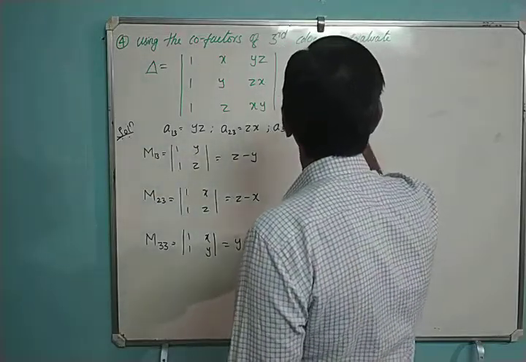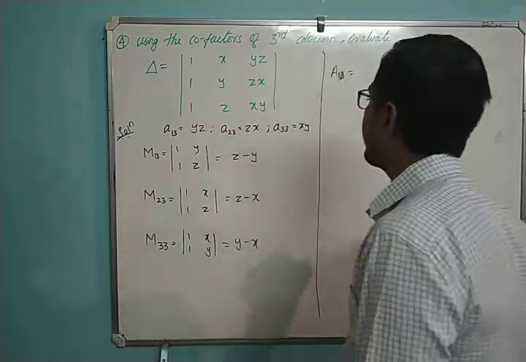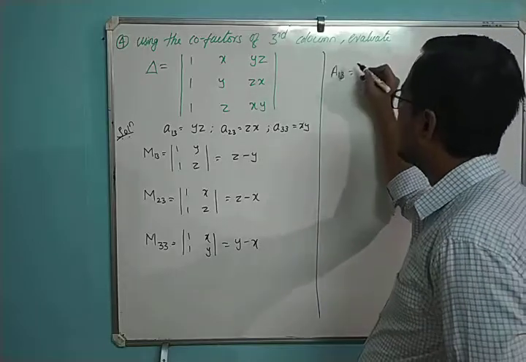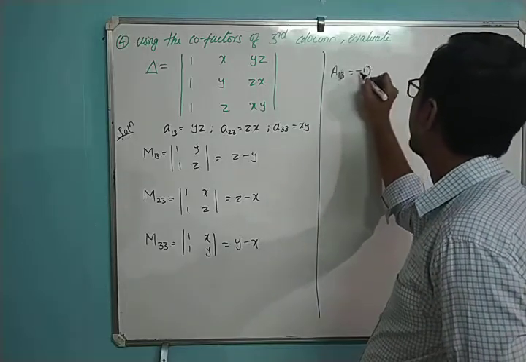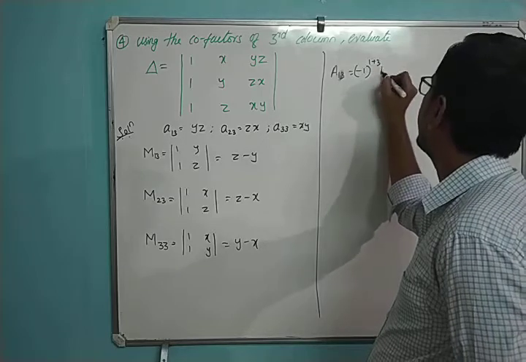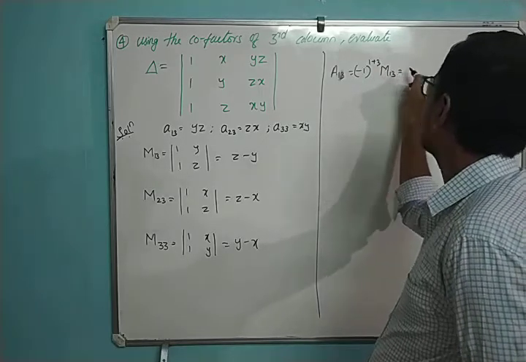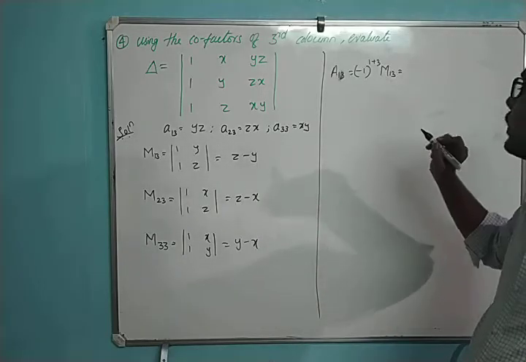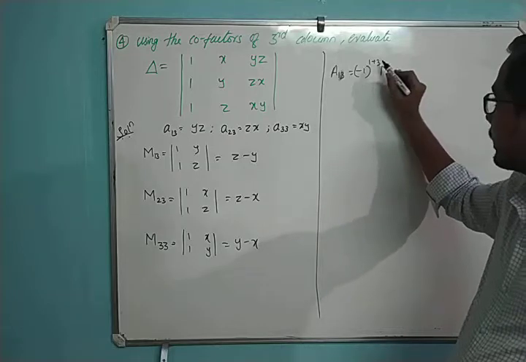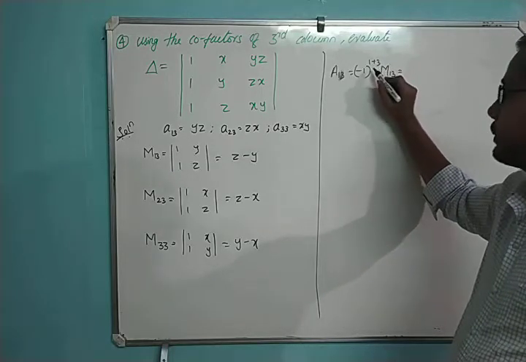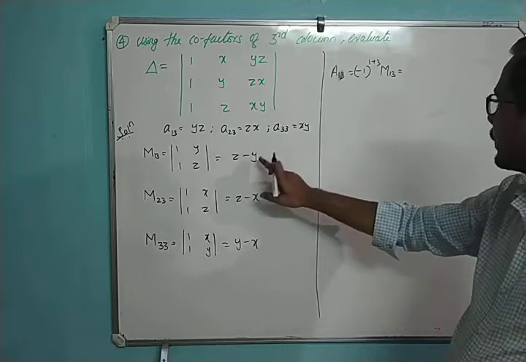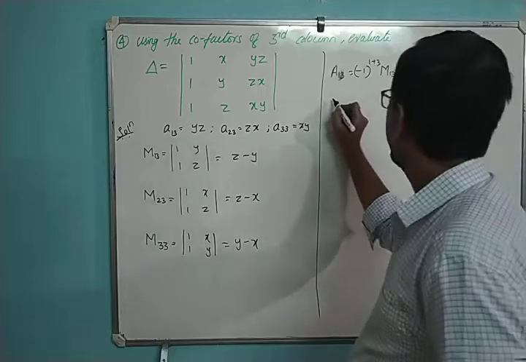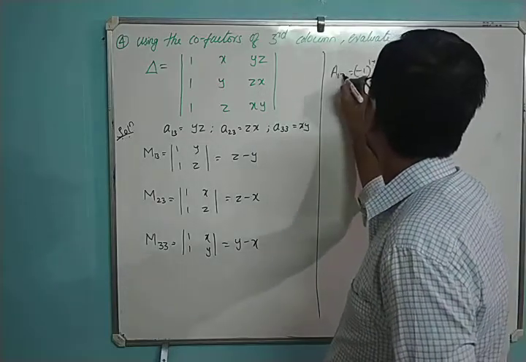A13 is the cofactor of A13, which is nothing but minus 1 to the power 1 plus 3 into M13. So this is minus 1 to the power 4, that is plus 1. So plus 1 means, leave it as it is, M13 is z minus y. So this will be z minus y. Okay, so let's write it clearly.